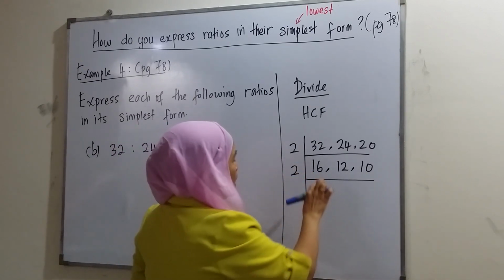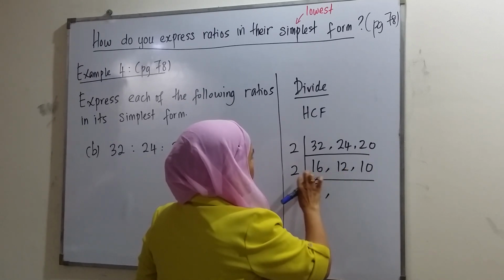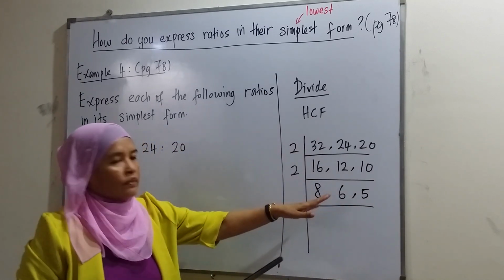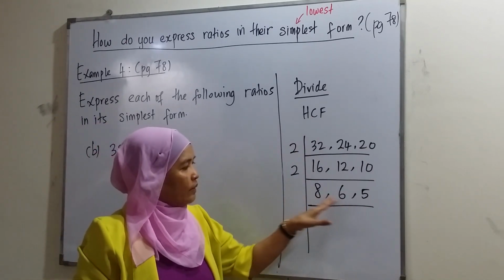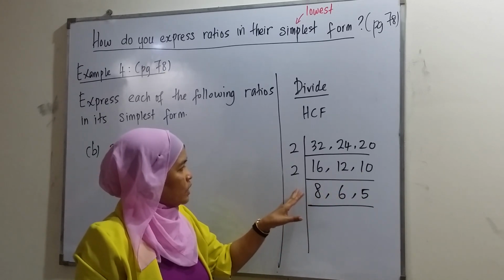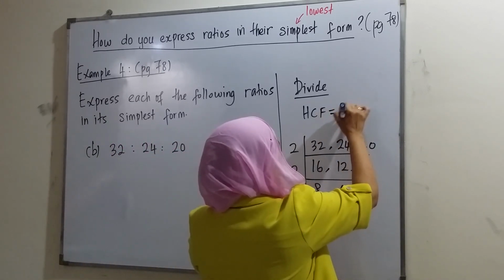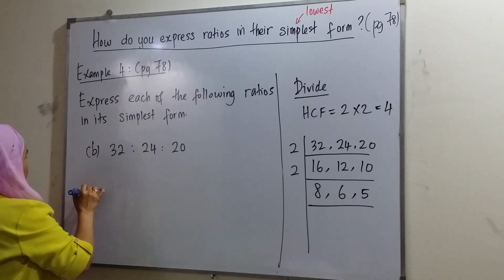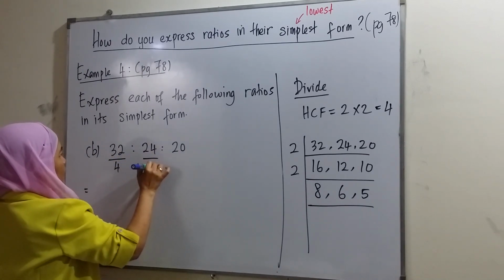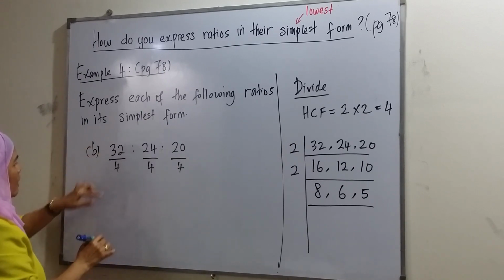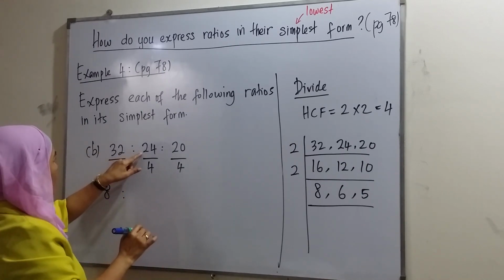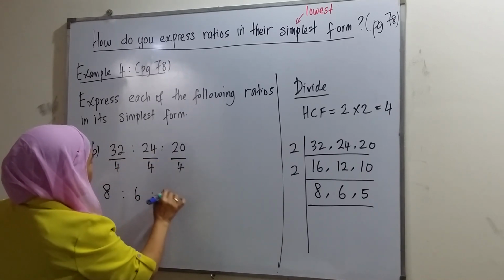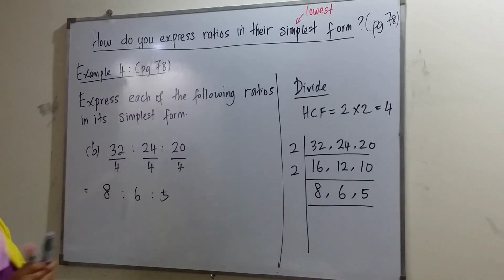Easier. 16 divided by 2, 8. 12 divided by 2, 6. 10 divided by 2, 5. Okay, 8, 6, 5. Can any number divide all three of these? I don't think so. So we have to stop here. Highest common factor is 2 times 2, this one equal to 4. Then here divide by 4, divide by 4, divide by 4. 32 divided by 4 is 8. 24 divided by 4 is 6. 20 divided by 4 is 5. Okay, this is the answer.